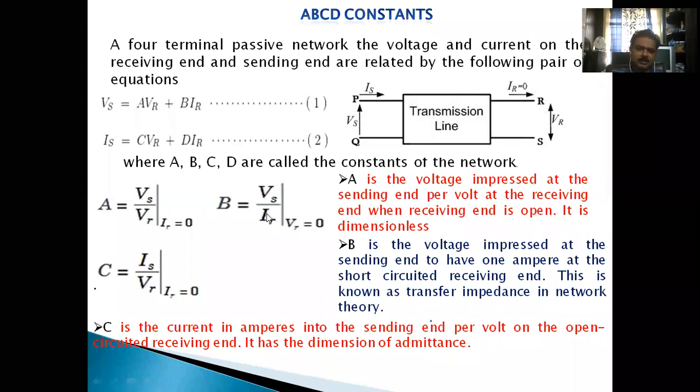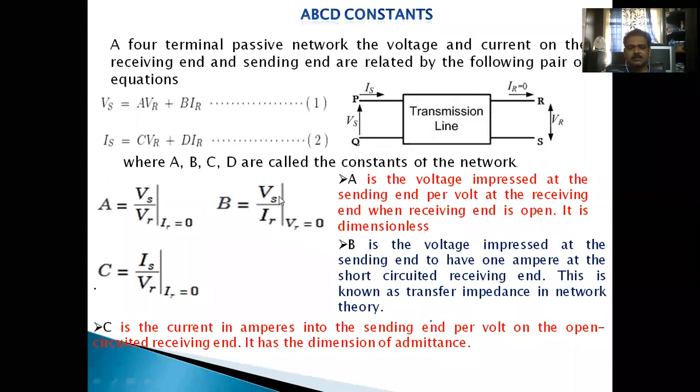So assuming IR is equal to unit ampere, or 1 ampere, B is equal to Vs under short circuiting of the receiving end. B is the voltage impressed at the sending end to have 1 ampere at the short circuit receiving end. Because this is short circuited, the current passing through this must be 1 ampere, so IR value must be 1 ampere. So Vs, the voltage impressed at the sending end, becomes parameter B. Units for this are voltage by current, so you will get ohms.